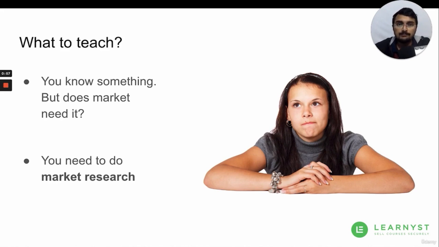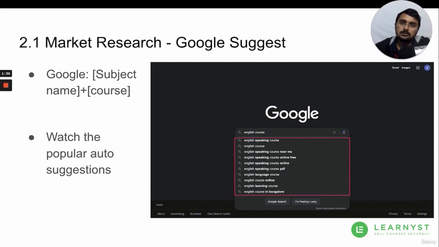So in this section, I will teach you some 7 to 8 free ways that you can do market research and find out what your students need. You can follow either all the 7 steps or any of these steps. It will help you understand what your market wants and how you can use your existing knowledge to help your market. So first thing that you need to do is go to Google and type in your subject name.